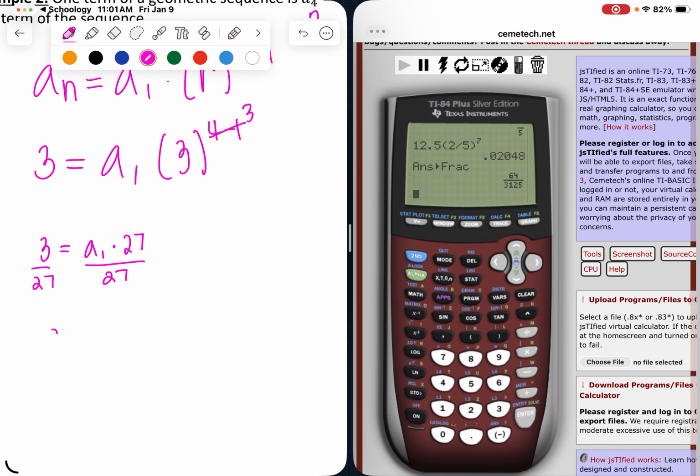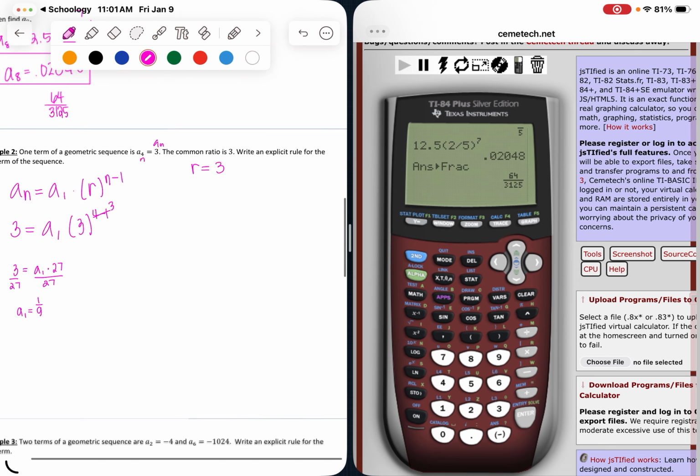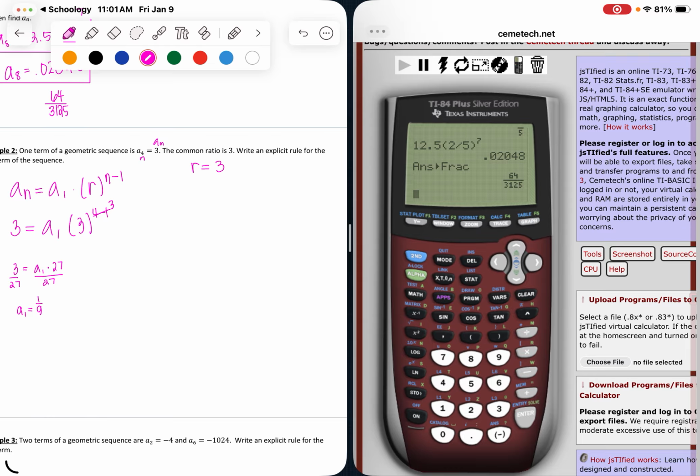And we get a sub 1 is equal to, simplify that fraction, 3 goes into itself once, 3 goes into 27 9 times. So now we know our first term and we can write our rule. A sub n is equal to a sub 1, which is 1/9, times r, which is 3, to the n minus 1 power. And there's your rule.